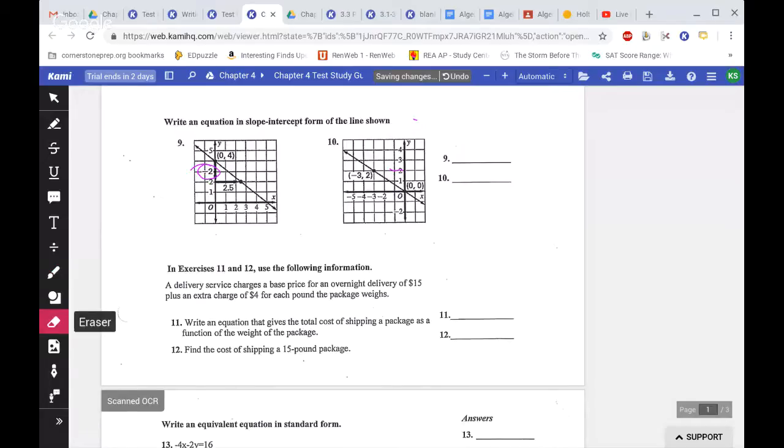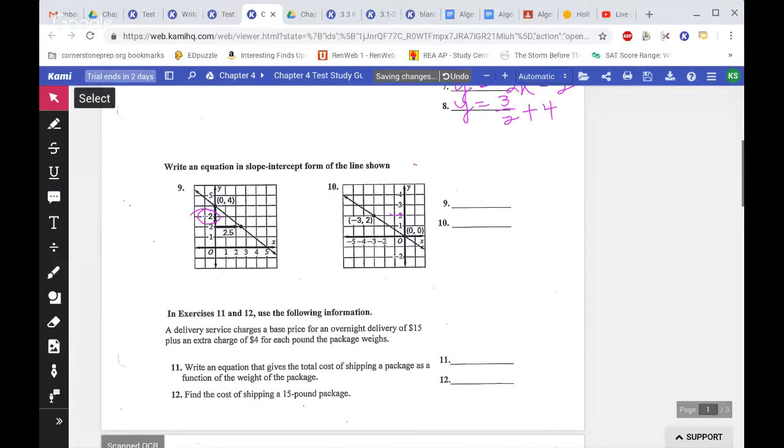Lord of mercy, I cannot get this erased. Okay. So I got -2. It's not writing again. My screen is frozen again, guys, so I'm going to wait just a second to see if it comes back on.